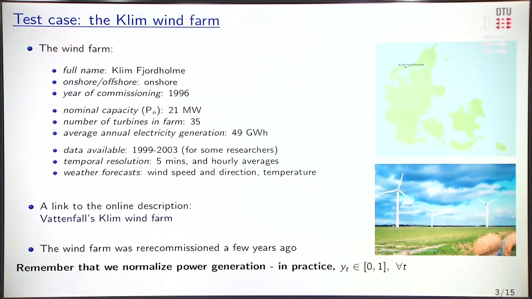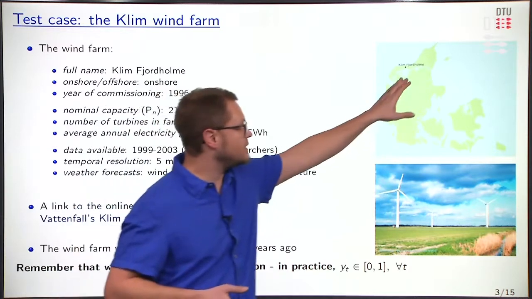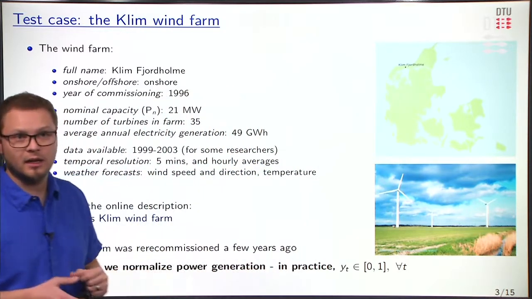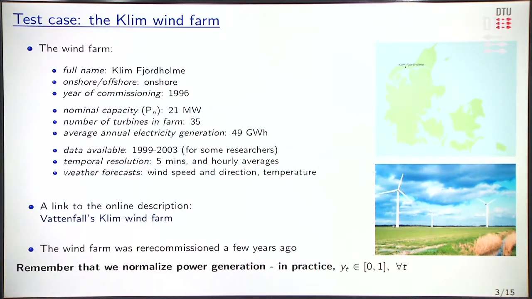Also, we'll use a test case, which is the Klim wind farm. This wind farm is located in the north of Jutland. It is an onshore wind farm that is quite old. It was commissioned in 1996 with 21 megawatts and 35 turbines. The data we had available was from 1999 to 2003, and the temporal resolution was 5 minutes originally, which we transformed to hourly averages to fit the market-related application.